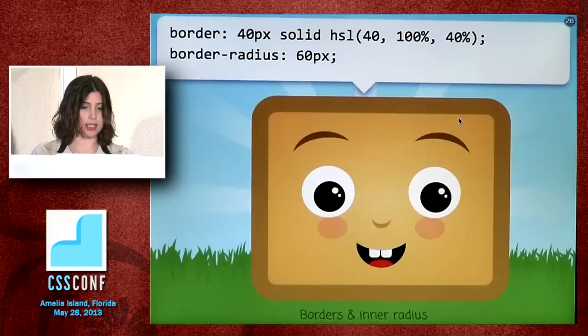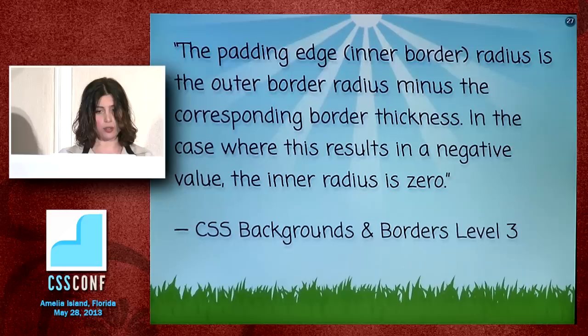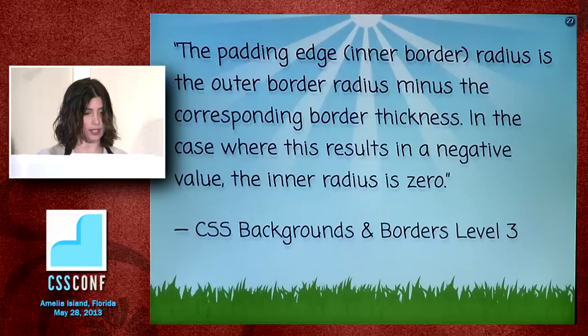And if you have different border widths on every side, that still applies, and you might have different horizontal and vertical radius on the inner side, as you will see in a few minutes. So in the wording of the spec, the padding edge inner border radius is the outer border radius minus the corresponding border thickness. In the case where this results in a negative value, the inner radius is zero, which is what I just showed you.